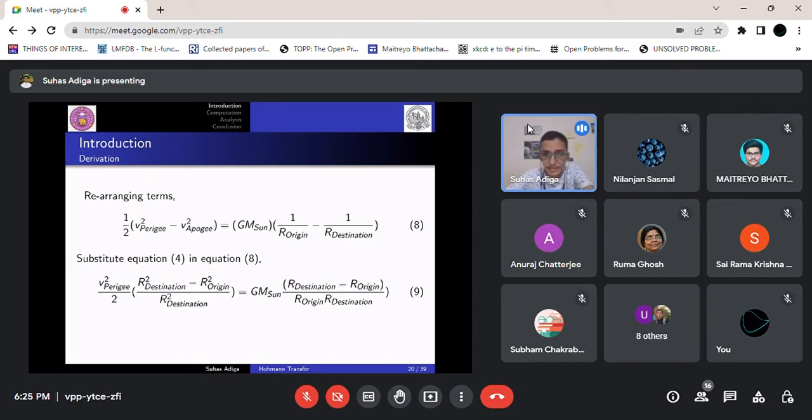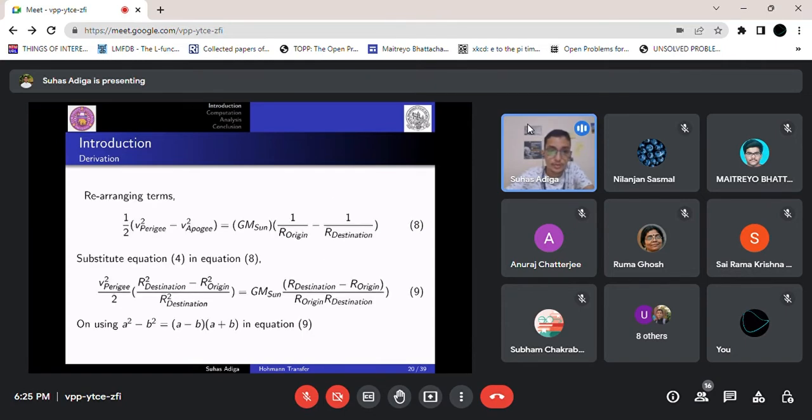Now you can clearly see that I can cancel one of the r destination in the denominator. And you can make one more clever substitution: on the left hand side there is r square destination minus r square origin. So this is of the form a square minus b square. Whenever you know that a square minus b square can be given as a minus b into a plus b, then on the RHS I have r destination minus r origin. So that will clearly simplify my RHS also. So I'll do that in equation 9. That is, I'm using this identity in equation 9.